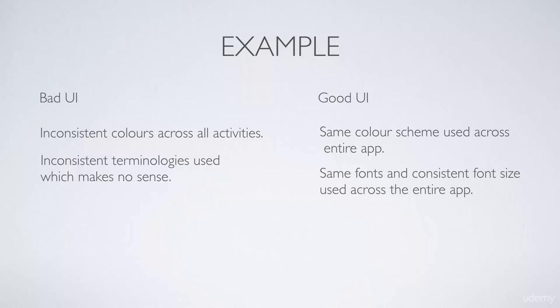So let's take an example of a bad UI and a good UI. A bad UI looks something like this, which is filled with inconsistent colors across all activities. On the other hand, a good UI is going to have the same color scheme used across the entire app. The next thing with a bad UI is that inconsistent terminologies are used, which absolutely makes no sense to the user, because the user needs to first learn those terminologies and then think about it. Whereas in the case of a good UI, it always uses consistent terminologies which are already understood by the user. And the same thing applies for other things as well in terms of consistency.